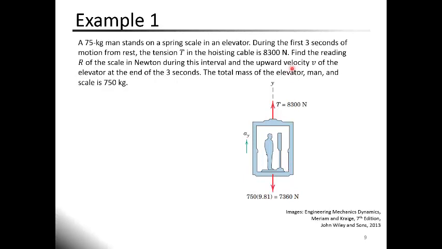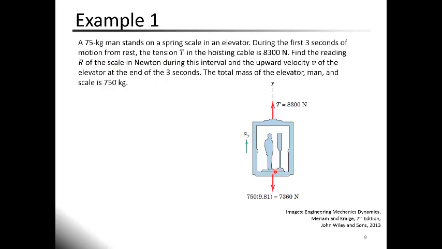During the first 3 seconds of motion from rest, so the motion started from rest, so v sub 0 is equal to 0, and the duration of motion is only 3 seconds. The tension here in the hoisting cable is 8,300 newtons, so the force here that is pulling the cabin upwards is 8,300 newtons. Find the reading R of the scale.